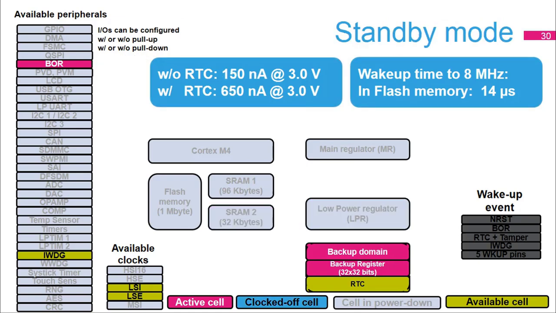In standby mode without SRAM2, the main regulator and the low power regulator are powered down. The RTC, clocked by the internal or external low-speed oscillator, can be activated. The brownout reset is always enabled. The independent watchdog can also be enabled in standby mode. The wake-up events are the same as those described in standby mode with SRAM2. The standby consumption without RTC is 150 nanoamps, typical at 3 volts. The wake-up time is approximately 14 microseconds.